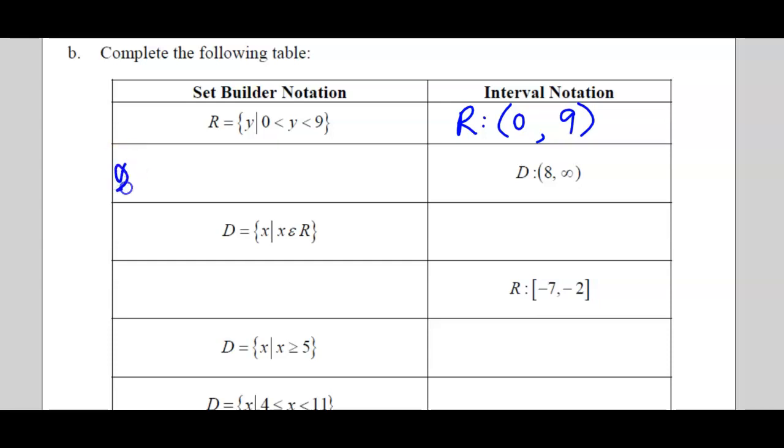And this is domain. Oops. Messy. So D equals squiggly brackets X. That vertical bar means where or such that. And now we've got the domain X being 8 or greater. So that means X is greater than, not including it because it's a round bracket, it's just greater than 8. And all real numbers.